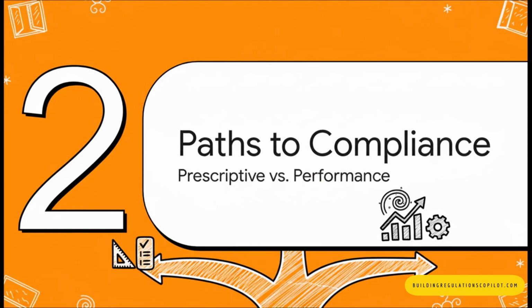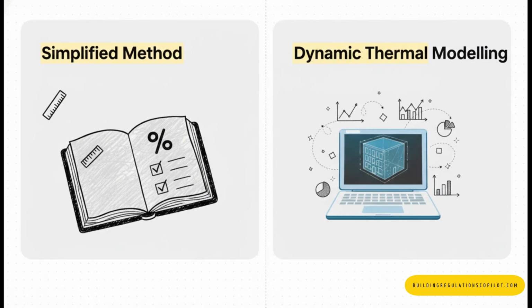Okay, so you know the goal. Now, how do you actually prove you've met it? Well, ADO gives you a fork in the road. You have two very different ways to show you're compliant. And this choice is one of the first big decisions you're going to make on any new project. So on one side, you've got the simplified method. The best way to think of this is like a recipe book. It gives you a strict set of rules to follow. If you check all the boxes, you pass. Simple. On the other side, you have dynamic thermal modeling, DTM. This is all about performance. You use complex software to build a digital twin of your building and actually simulate how it behaves, proving it won't overheat. It's way more flexible, but yeah, it's also a lot more involved.